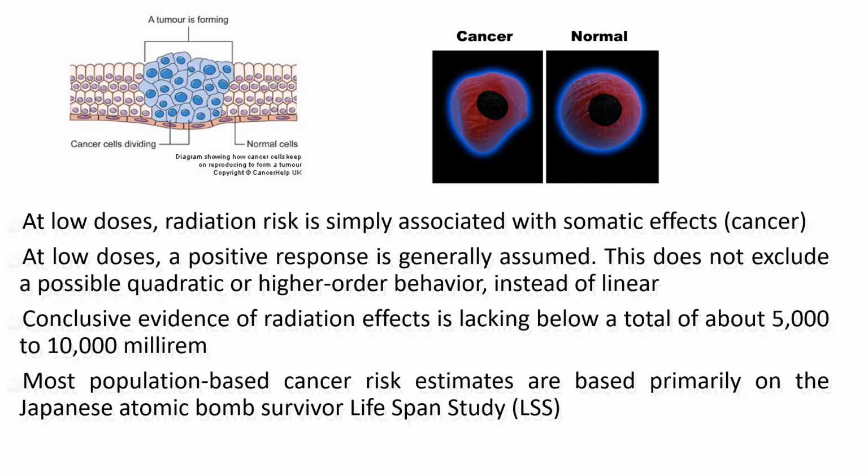The probability of ionizing radiation interacting with a cell's DNA and damaging the DNA is extremely small. Most of the information we have is extrapolated from the population-based cancer risk estimates associated with the Japanese atomic bomb survivor lifespan study.